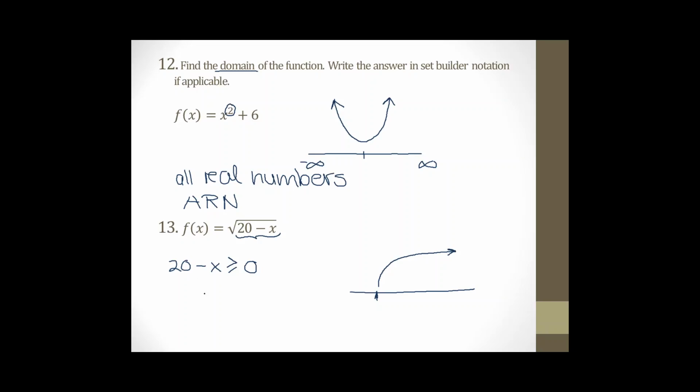Now you're solving for x, so subtract 20 from both sides. Negative x is greater than or equal to negative 20, and then divide by a negative 1. Remember what happens if you're dividing by a negative number, the sign flips, and it's less than or equal to positive 20. Okay, so writing this in set builder notation, x such that x is less than or equal to 20.